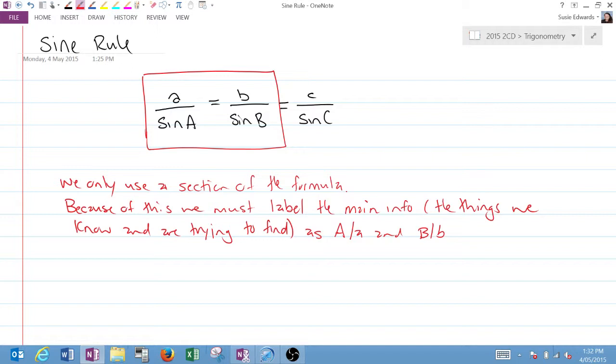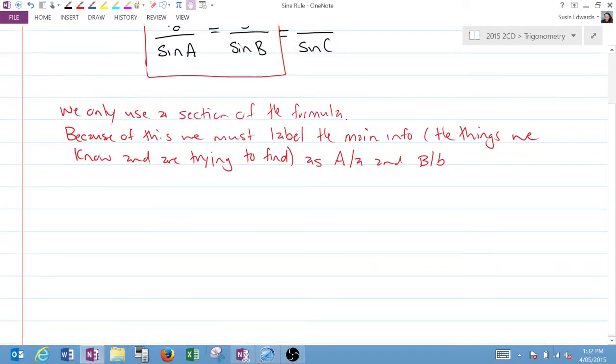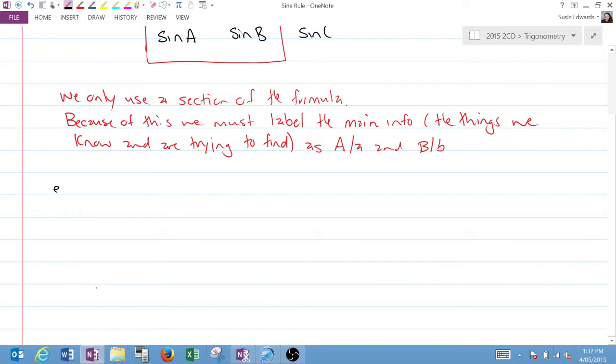Okay, so it's really important that we label things correctly. So I'm going to give you an example and then we'll write some steps. And this is an example from your book. Say we've got 60, 50. For this question it would be like find x.